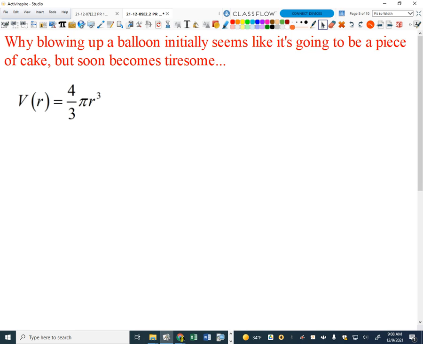Okay, so let's take a look at this with calculus. If we calculate the rate of change on this one, what is V prime of R? What do you think? Gabe, what's V prime of R there?